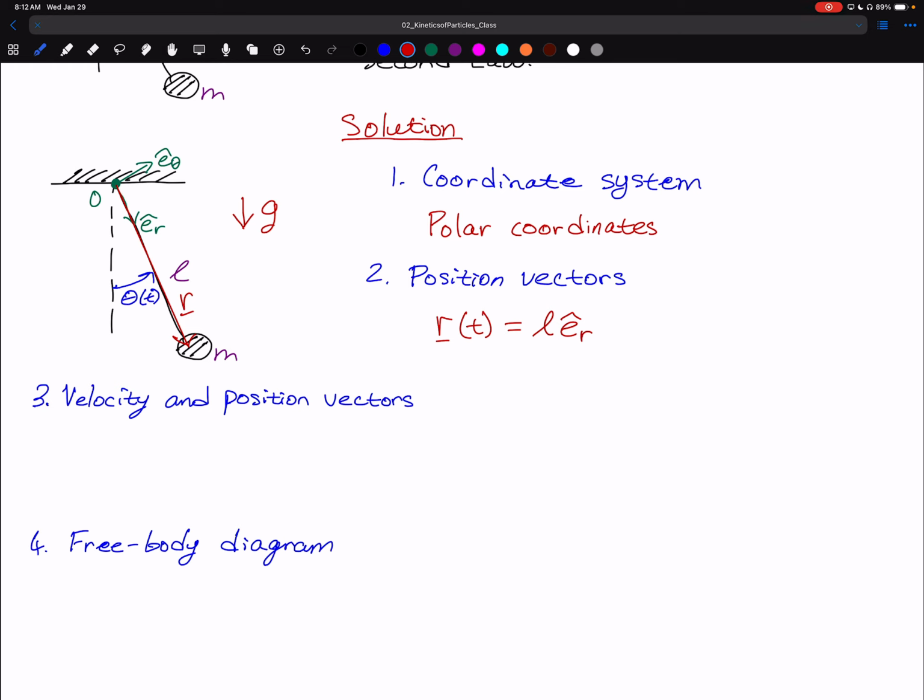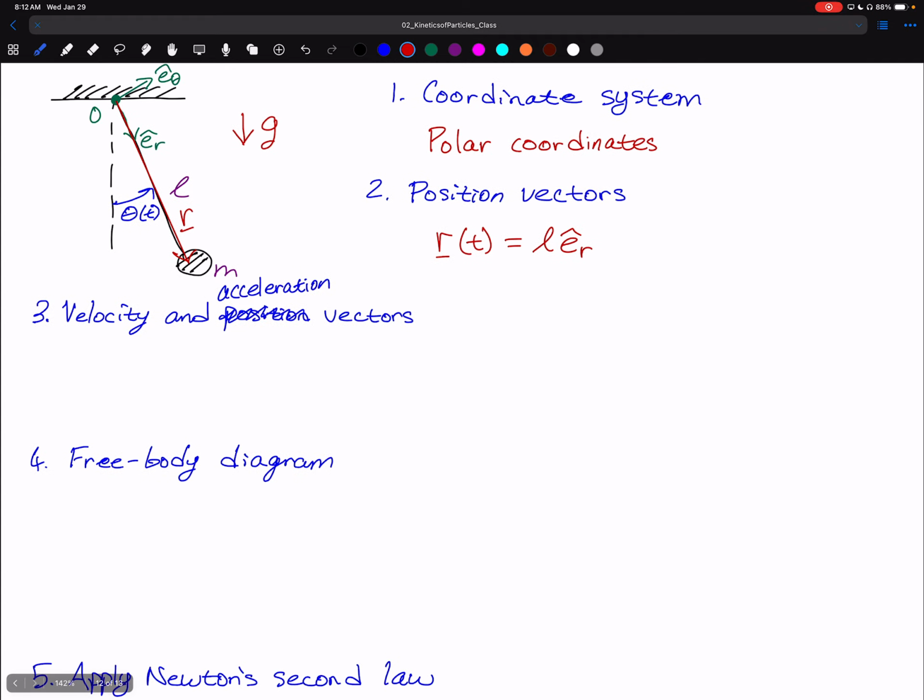It says here we're going to compute velocity and position vectors. That should actually say acceleration. We're going to compute velocity and acceleration vectors. We already have the position vector. We just take the time derivative, and r dot is equal to L dot e hat r plus L theta dot e hat theta. I said L was a constant, so that first term will be 0, such that the velocity vector r dot is equal to L theta dot e hat theta.